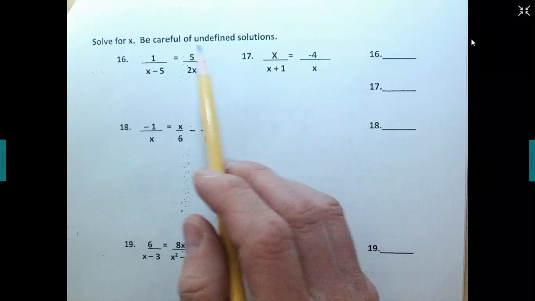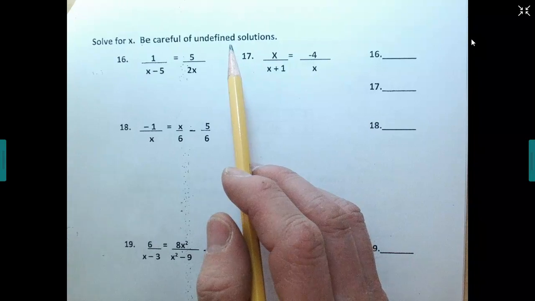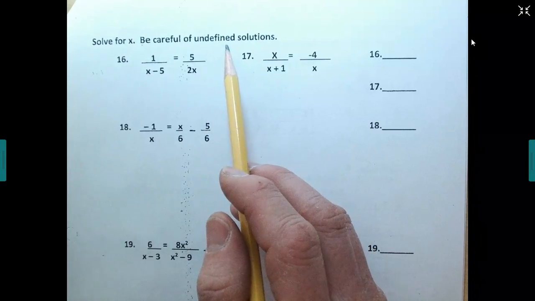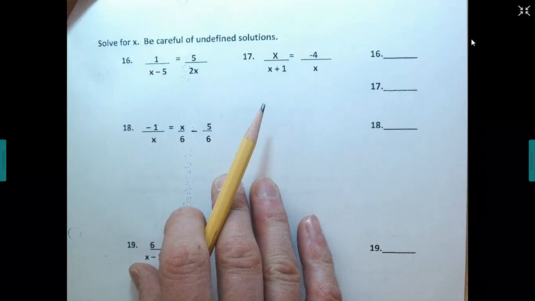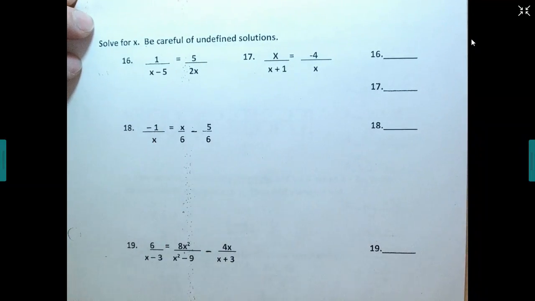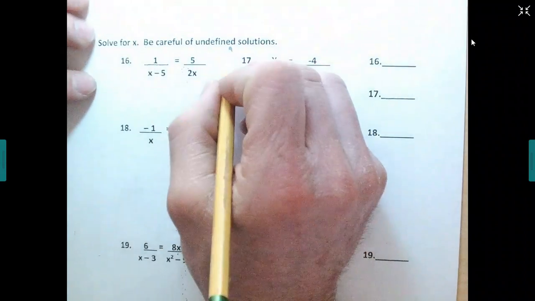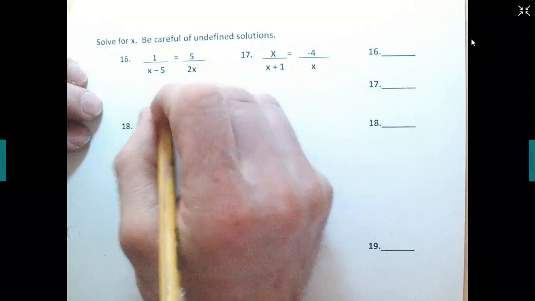Some classes I may have emphasized undefined solutions. This class I have not, so we're actually not going to. I will briefly talk about it, but we didn't mark down for that in this test. So how do I solve for x?